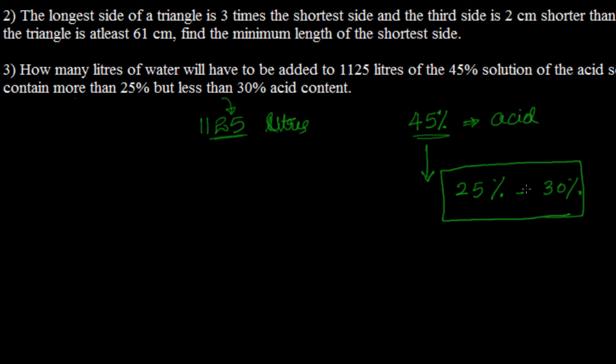It's not a particular number. It is the range or the interval in which I should add, like between x and y liters of water. You add greater than x liters, less than y liters, and you will get 25 to 30%. So first we have to understand how the percentage is calculated. Now what is the meaning of this 25%?